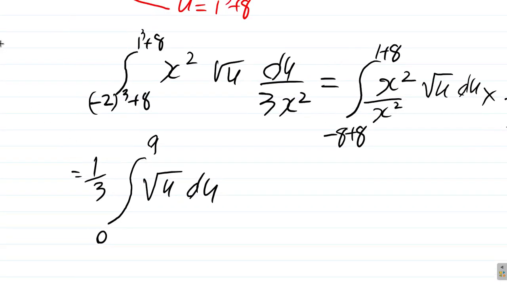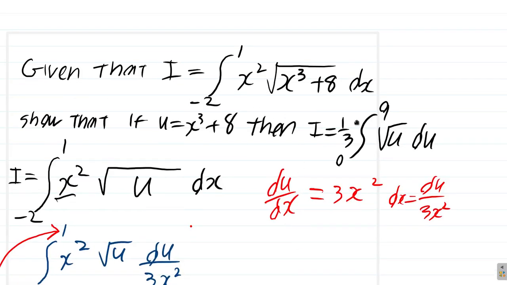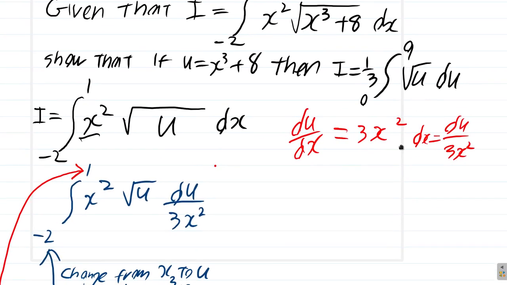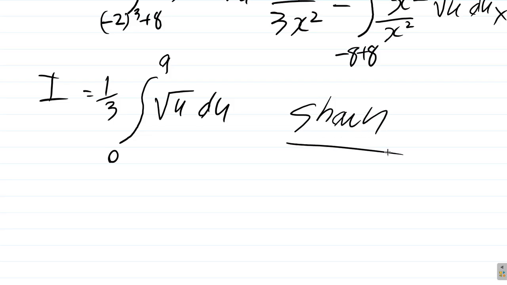So I equals that. Is it the same thing as we have before? I is 1/3 integral from 0 to 9 of square root of u du. Alright. So you can write that it was shown, and you underline your shown.